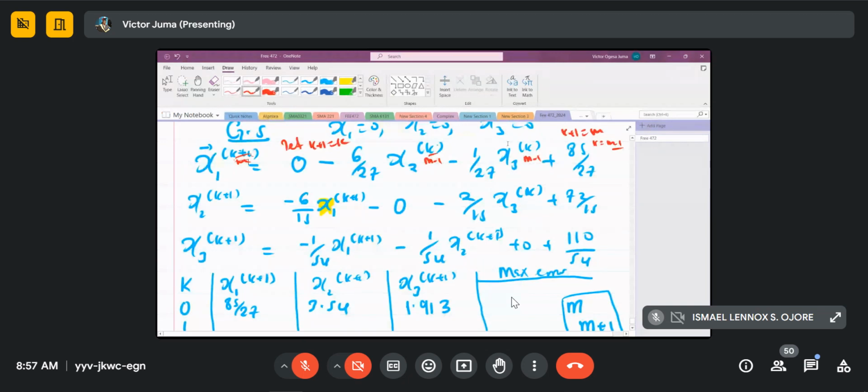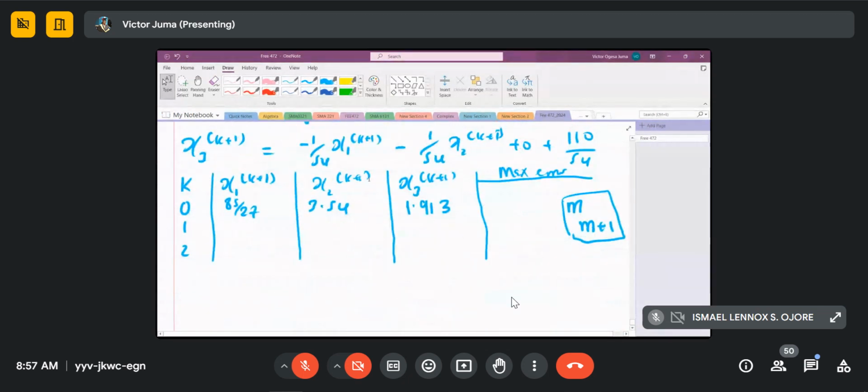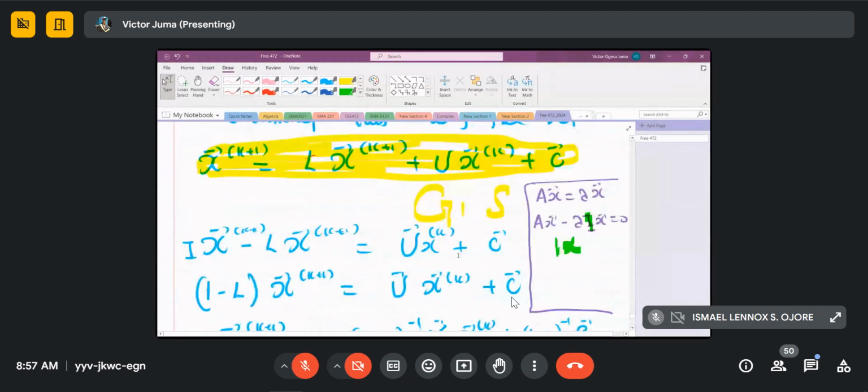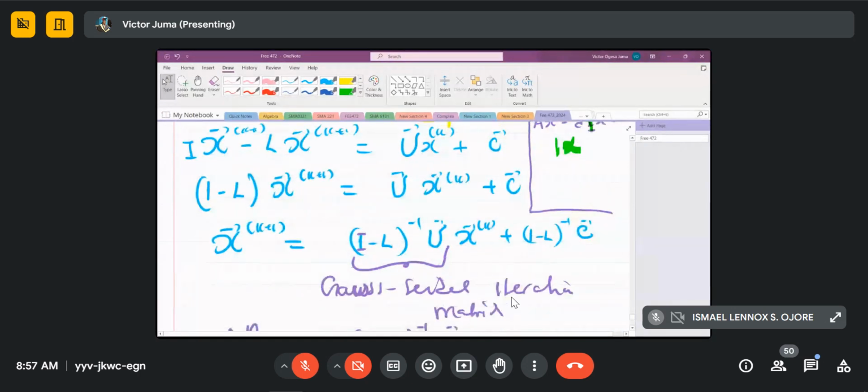And remember, if you want to deal with this system, you can still deal with it in matrix form, the way I wrote here. You can compute I minus L inverse U xk, but you spend a lot of time doing this by hand. If you are programming, you can quickly write this in matrix form, where the system can easily find the inverse for you.